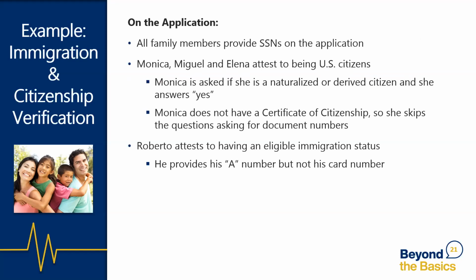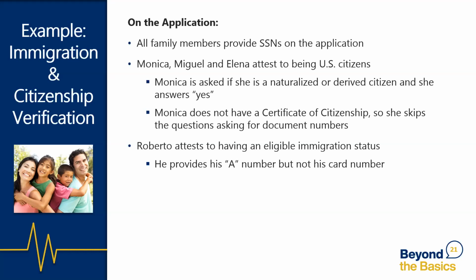So all the family members provide their social security numbers on the application, and Monica, Miguel, and Elena all attest to being US citizens. And Monica is one of the people who is asked if she's a naturalized or derived citizen, and she answers yes. And then Monica doesn't have her certificate of citizenship, so she skips that question that's asking for the documents, and you can skip that question. But if you have the number, then it's really good if you provide it, because you might be able to get verified electronically that way.